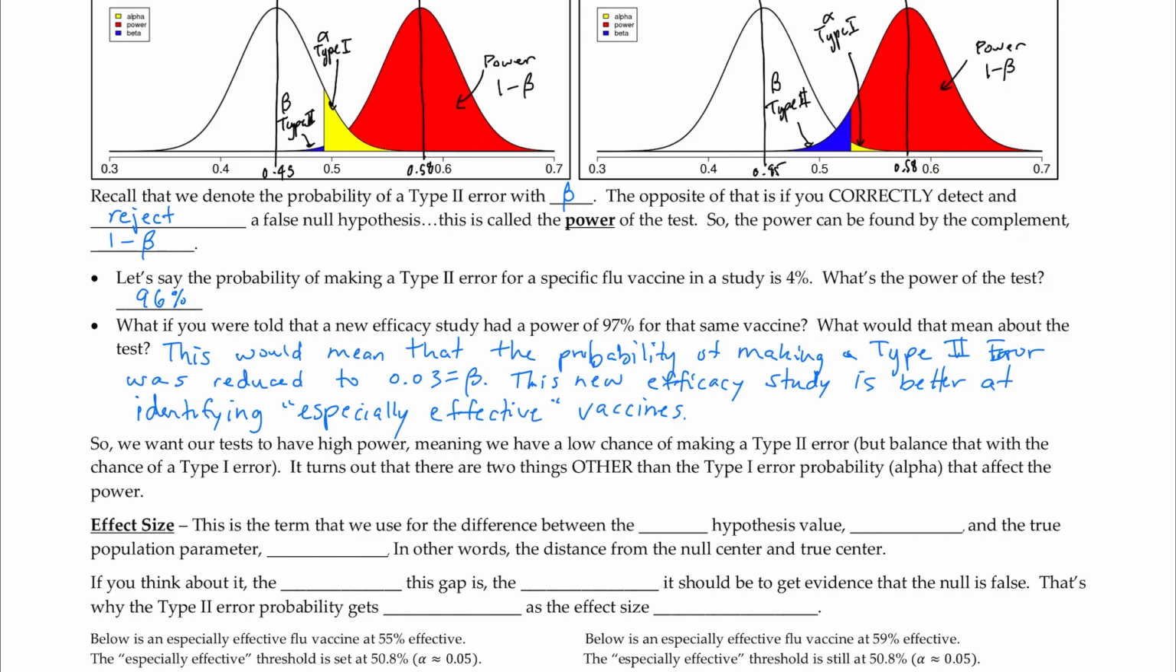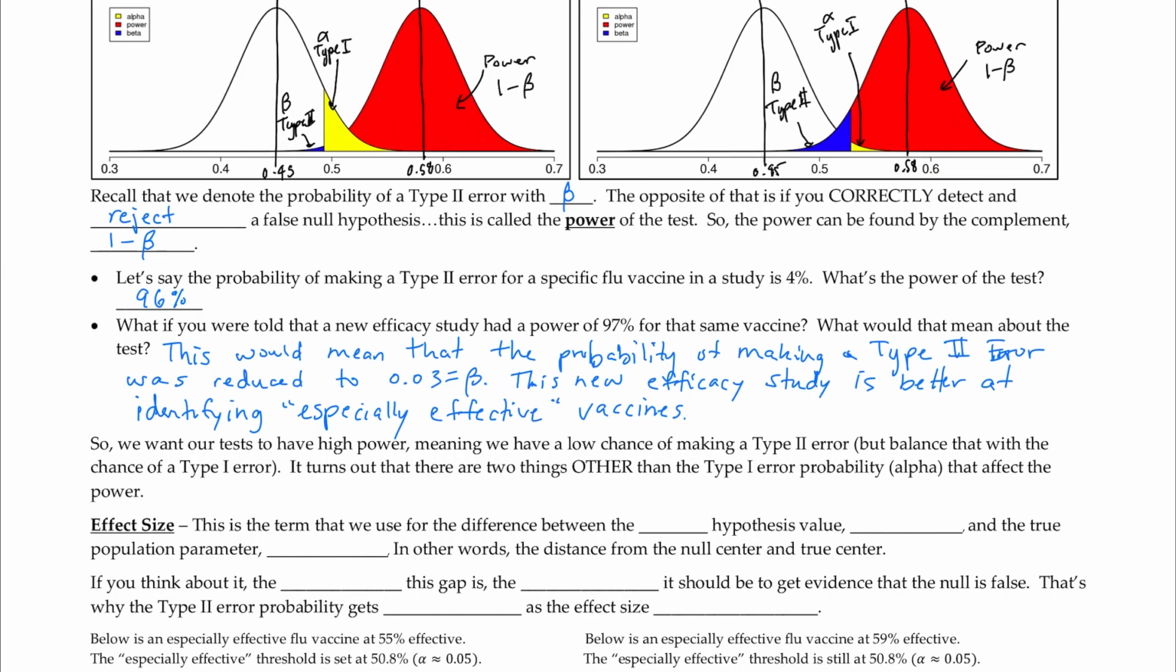So if the chance of making a type 2 error was 4%, and we have decreased it to 3%, that means we're now more likely to correctly reject the null hypothesis, meaning we're going to have a better chance at seeing this new flu shot is doing better. And that's great. That's what you want. You don't want to miss out on opportunities. If there is a vaccine that's working better, you'd like to put that out in the public for people to use. So that's what we want to have happen here.